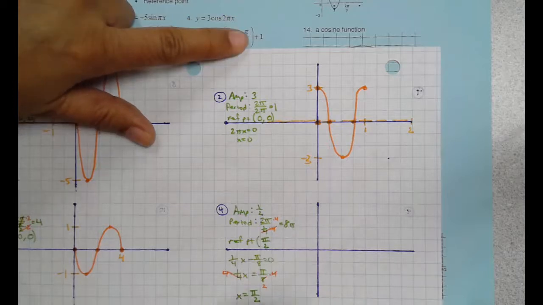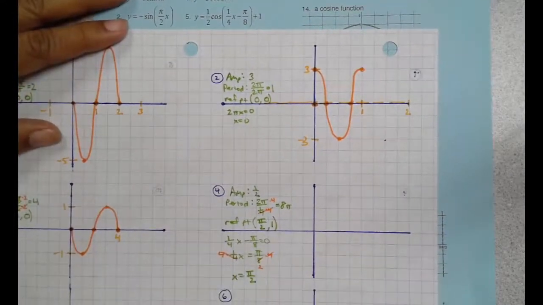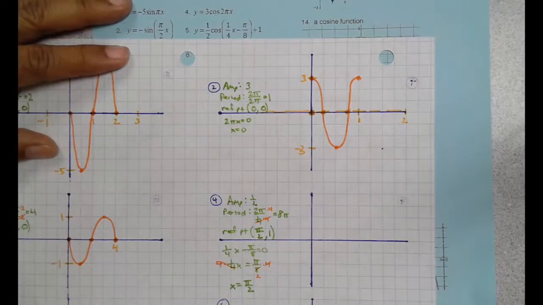And then outside the parentheses is a +1. So that's +1 there. There we go. All right, let's go ahead and start scaling this.